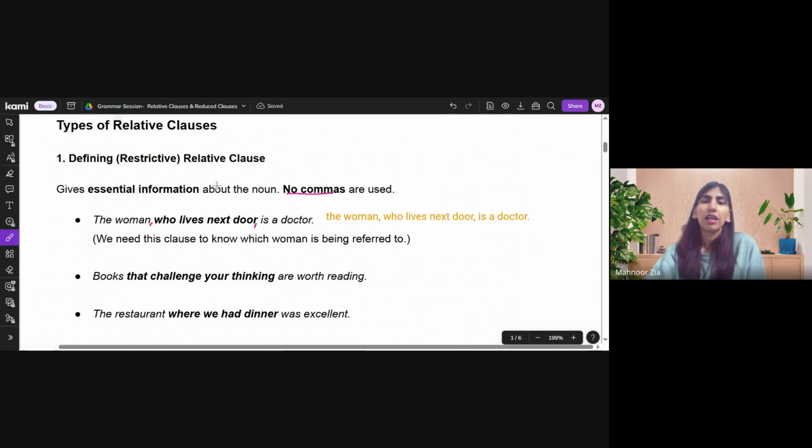But rather, if I want to emphasize the fact that she is the one who lives next door, only then will I put a comma. Otherwise, you don't necessarily put commas in defining relative clauses. To make it less complex, to make it simple, do not necessarily put a comma. What relative clauses do we put a comma after? Let's move ahead and discuss that.